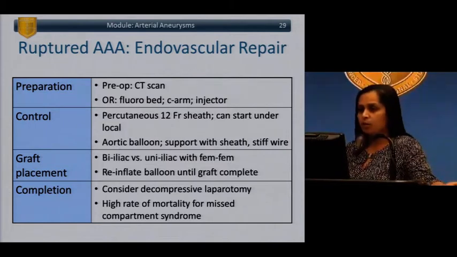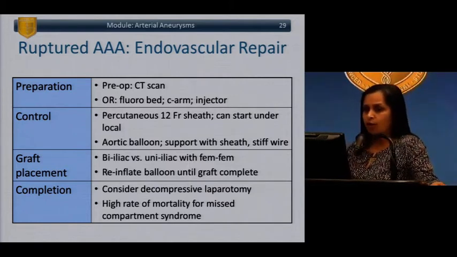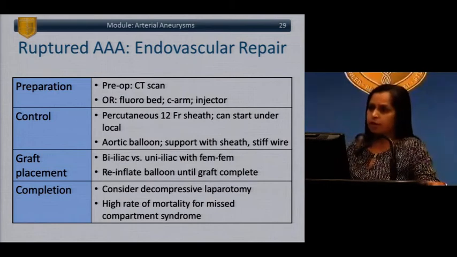And then you control first with a balloon. You need to support this with a sheath, and you need to be able to get a stiff wire in. And then place your graft. There's controversy. In the early phases, we used to put aorto-uniiliac grafts in almost everyone for ruptured aneurysms and then do a fem-fem and exclude the other iliac artery because we thought it was quicker.